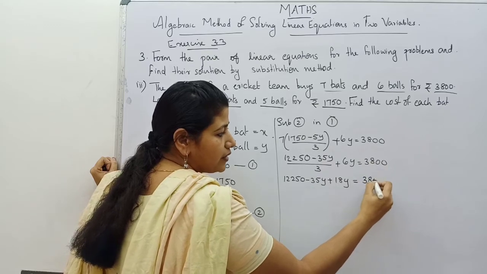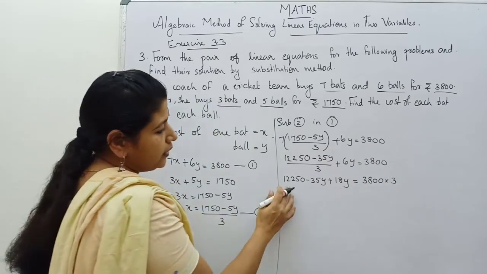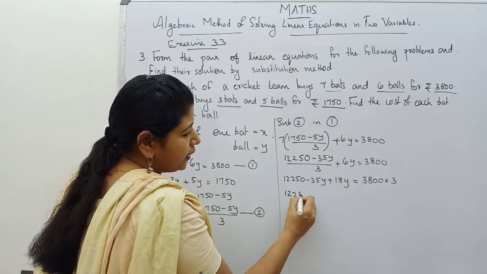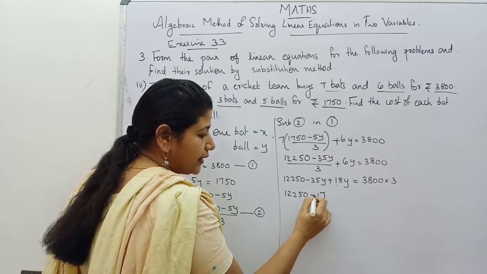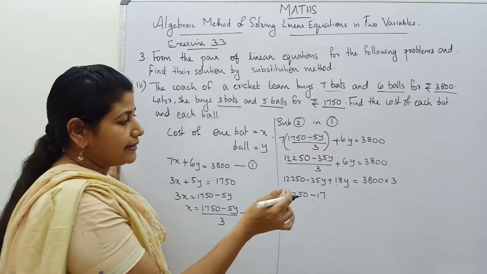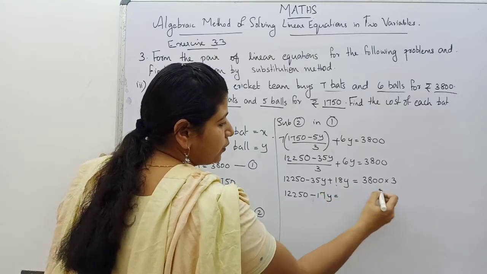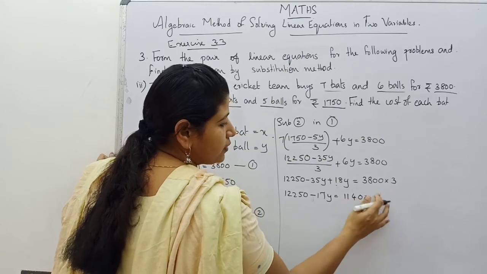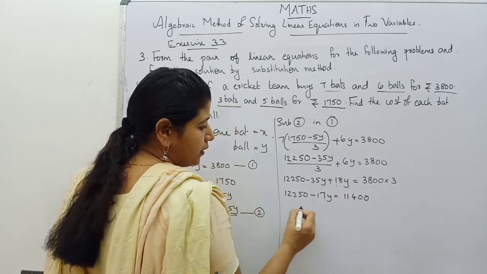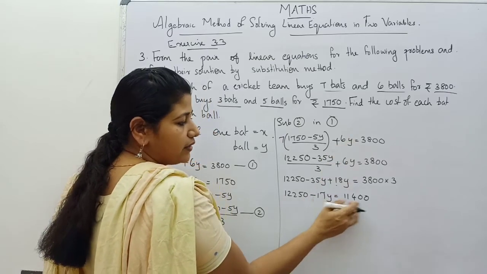Then you will get 3800 into 3. Okay. So 12,250. This will be 17y. So here it is negative since the larger number has the sign negative. So we can take negative 17y equal to 0, 24 to 11,400. Now we can take this 17y to that side and the 11,400 to this side.